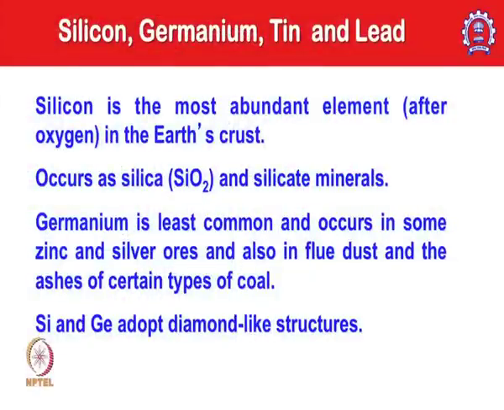And we have other elements like silicon, germanium, tin and lead. Silicon is the most abundant element after oxygen in the earth's crust and occurs mainly as silica and silicate minerals. Germanium is least common and occurs in some zinc and silver ores in trace amounts and also in flue dust and the ashes of certain types of coal. Silicon and germanium adopt a diamond like structure, they do not show allotropes, but if you look into free silicon and germanium, their structures are very similar to diamond structures.